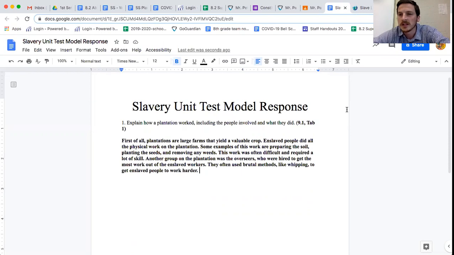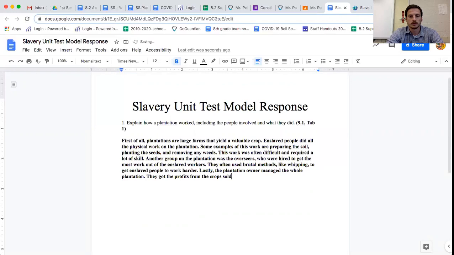Because I did remember reading that they could fire the overseer. They were in charge of hiring them. So from my reading, I got the sense that they basically had to manage the plantation, okay? So I'm going to go ahead and put that too. So I'm going to say, lastly, the plantation owner managed the whole plantation. And then I'm going to put, they got the profits from the crops sold.